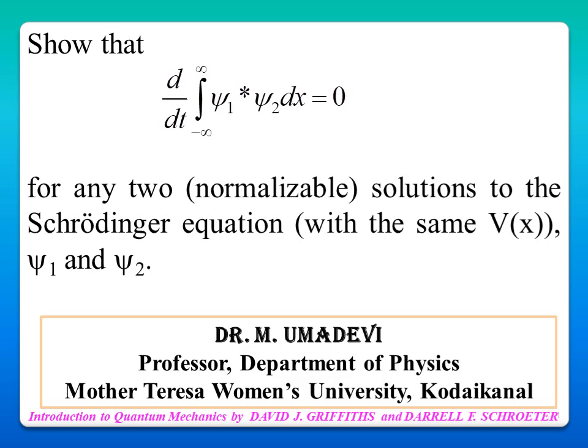Now we'll see a problem in quantum mechanics. I have taken this problem from Introduction to Quantum Mechanics by Griffiths and Schroeter. The problem is: show that d/dt of the integral from minus infinity to plus infinity of ψ1* ψ2 dx equals 0 for any two normalizable solutions ψ1 and ψ2 to the Schrödinger equation with the same V(x).